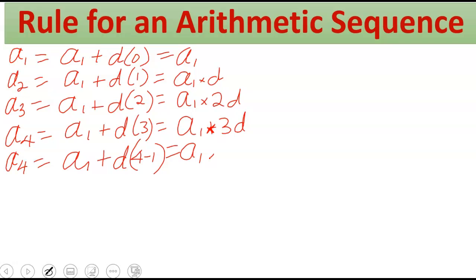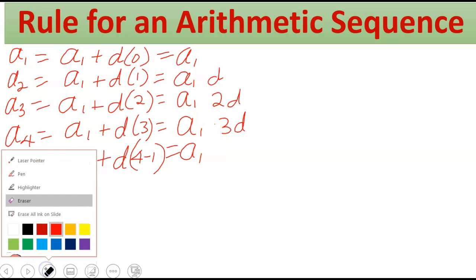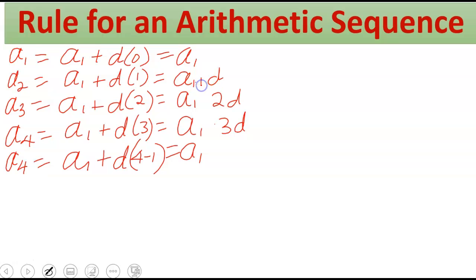Sorry, I started changing this to multiplication, but these are all addition. Arithmetic sequence is addition. So that's plus, plus, plus, plus. So 3 will be 4 minus 1 times the common difference. And you see that's how we have that n minus 1.